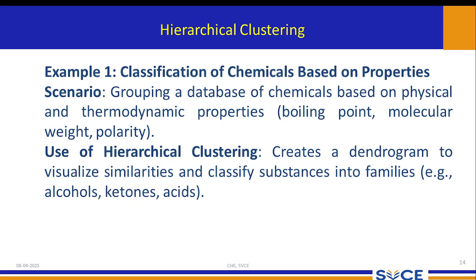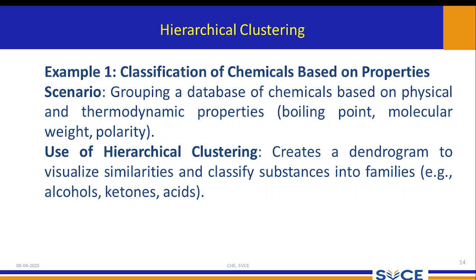Coming to hierarchical clustering. Example one: classification of chemicals based on properties. The scenario is grouping a database of chemicals based on physical and thermodynamic properties. Physical properties are like boiling point, molecular weight, and polarity. Thermodynamic properties are like enthalpy, entropy, and specific heat capacity. The use is hierarchical clustering.